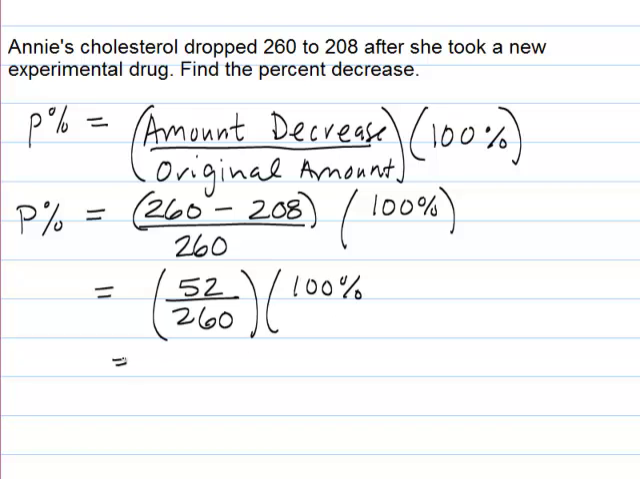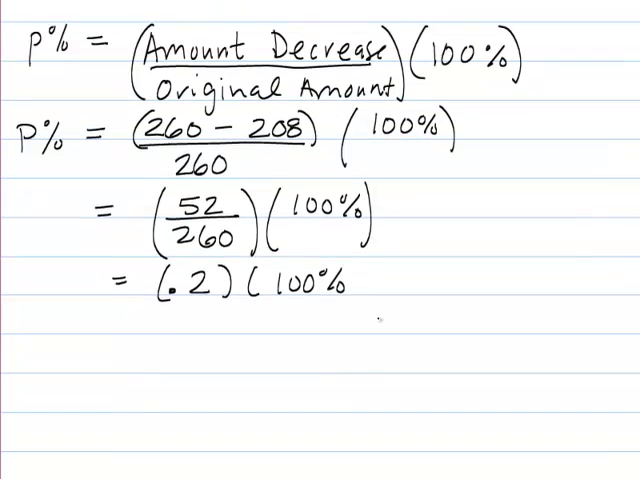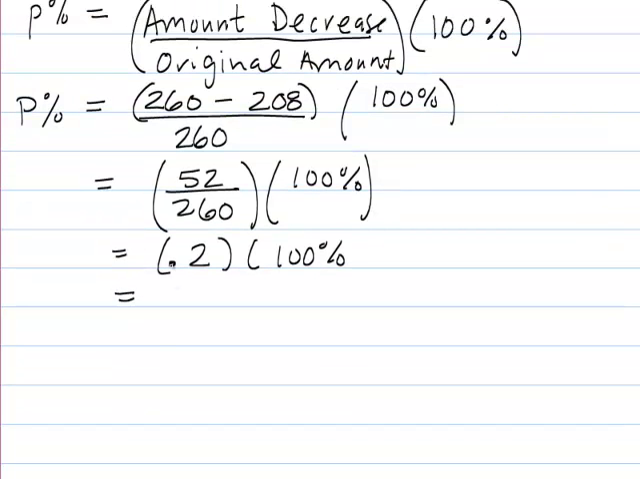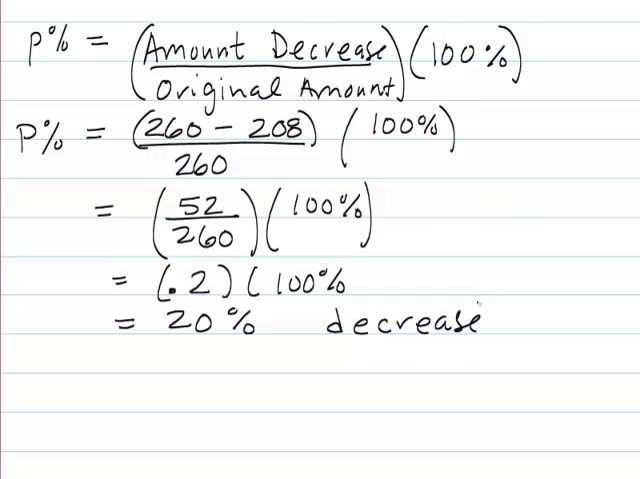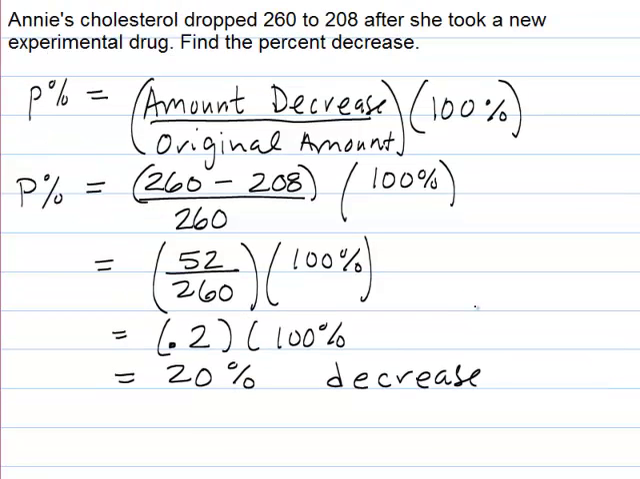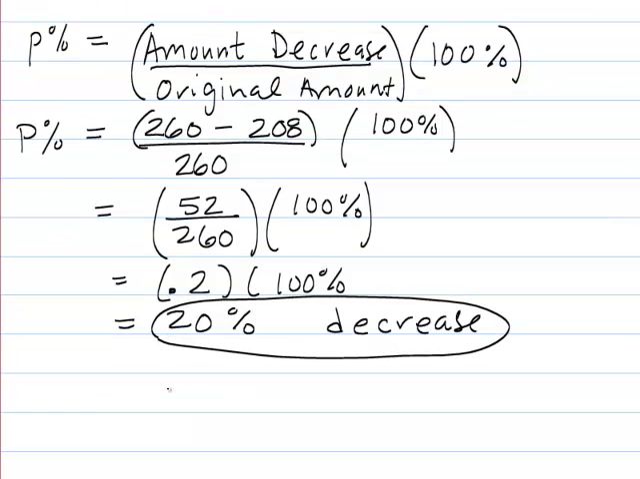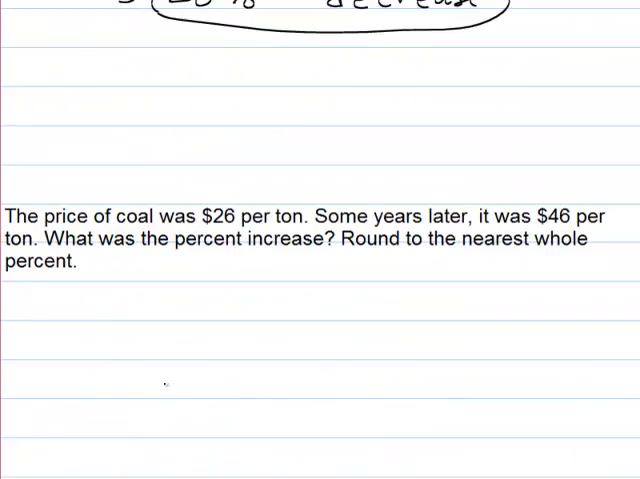52 divided by 260 is 0.2 multiplied by 100%, and we have that the percent decrease is 20%. A 20% decrease in her cholesterol is what Annie had. Annie's cholesterol dropped from 260 to 208 after she took a new experimental drug. Find the percent decrease. 20% decrease. All right, very good. Now let's try another one.